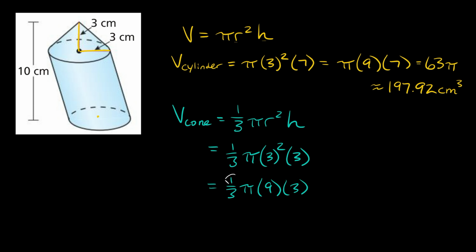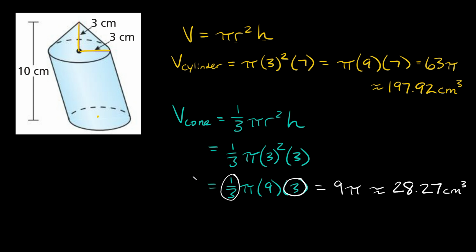Now here, we can multiply two numbers, 1/3 and 3. So 1/3 times 3, that's equal to just 1, right? And then 1 times 9 is equal to just 9. And then 9 times pi is equal to just 9 pi. Now, if you plug that into your calculator, you'll get that this is equal to approximately 28.27, and our units are also centimeters cubed, right?